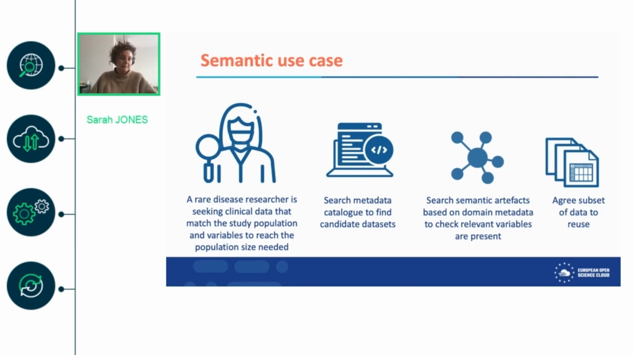So they can search the metadata catalog to find candidate data sets, but then they need to go beyond that basic discovery layer, and they need to search semantic artifacts, which are based on the different domain metadata schema, to check whether the relevant variables are present. And if so, then they can include those in their search. So this is how they're agreeing a subset of data to reuse and to bring all that together within the EOSC context.